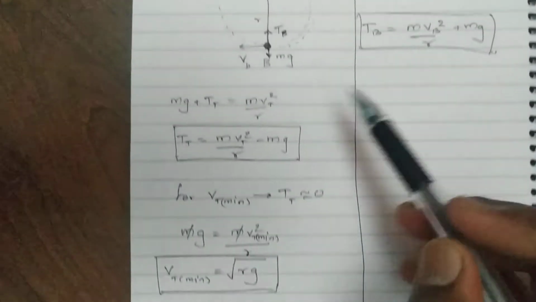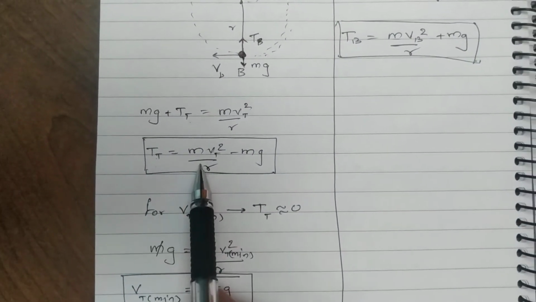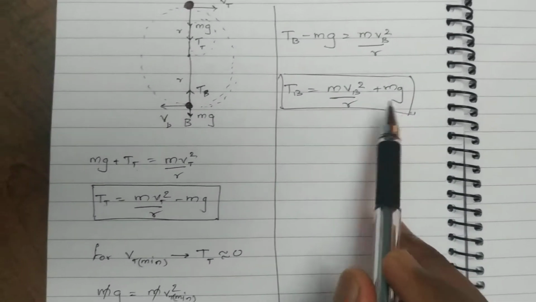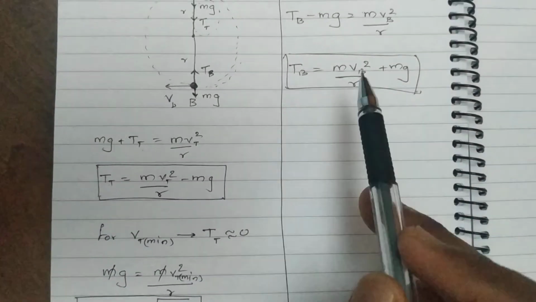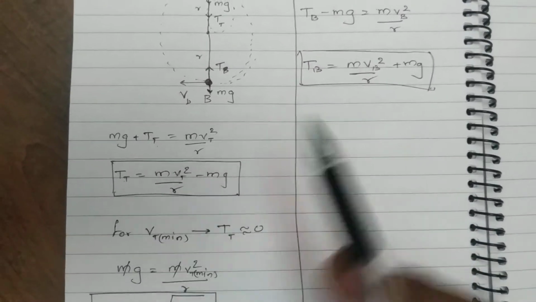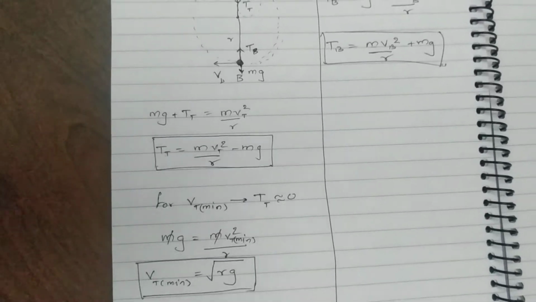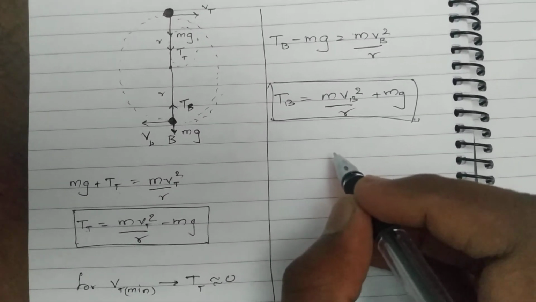From these two expressions, you can come to one conclusion: tension at the topmost position is mv square by r minus mg, and tension at the bottommost position is mv square by r plus mg. Clearly, we can see that tension at bottom will be greater than tension at top due to two reasons. One is that here we have positive mg, here we have negative mg, and the other reason is definitely that velocity at bottom will be much greater than velocity at top. Okay, so coming back.